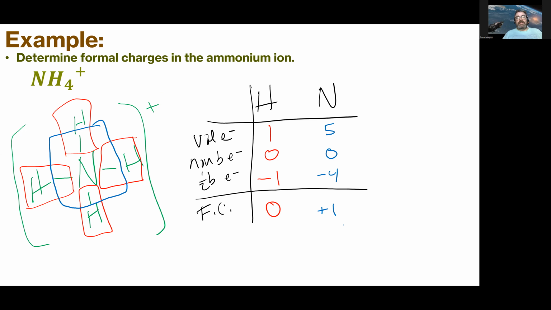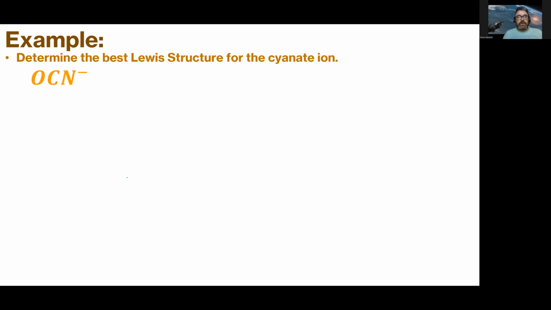So what this tells us is, our good double check is 4 times 0, because we have 4 hydrogens, is going to be 0, plus 1 is plus 1. So our Lewis structure has a charge of plus 1. So this all works out. The total formal charge is what the charge on the formula is. Okay, makes sense. Let's take a look at another example.